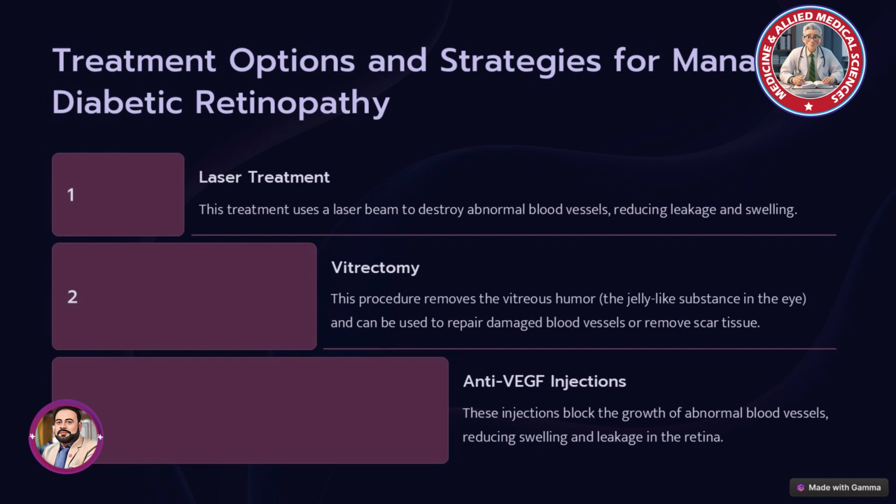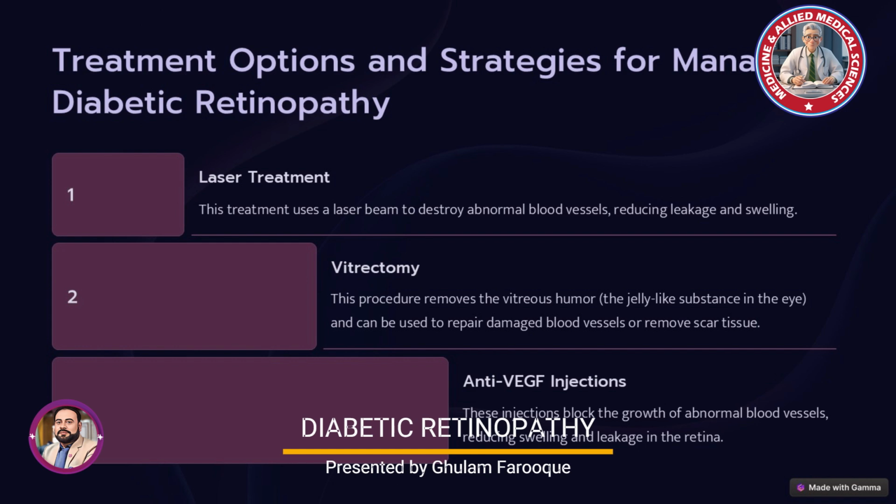Treatment options and strategies for managing diabetic retinopathy. 1. Laser treatment. Focal laser treatment targets and seals leaking blood vessels. Often used for diabetic macular edema, DME. Panretinal photocoagulation, PRP, treats proliferative diabetic retinopathy, PDR, by shrinking abnormal blood vessels and preventing neovascularization.